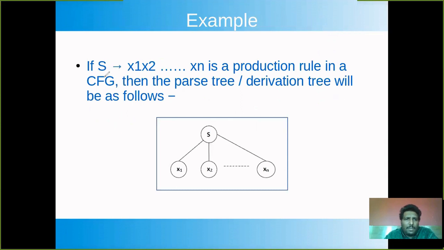Let's consider this example. If S goes to x1, x2 up to xn is a production rule in a CFG, then the parse tree, the derivation tree, will be as follows. S is the root, and we represent it here. This production rule starts from S, so S is the root, and the many productions x1, x2 up to xn are represented together here. So this is how we are going to represent a tree.